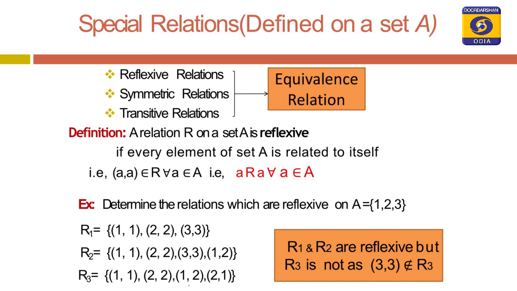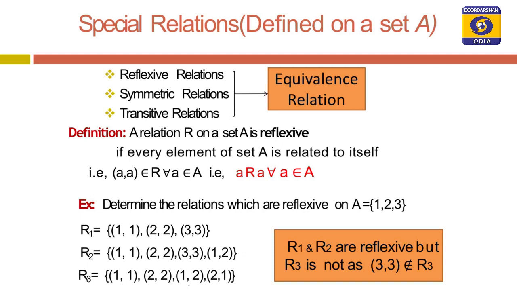That is, in that case, the relations are from A to A, which means a relation on a set A. As per your course, there are 4 types of special relations: reflexive relation, symmetric relation, transitive relation, and equivalence relation, which is nothing but being reflexive, symmetric and transitive. So, we will discuss one by one.